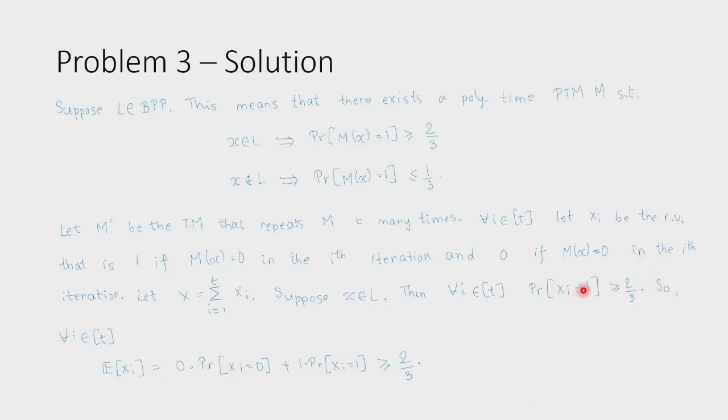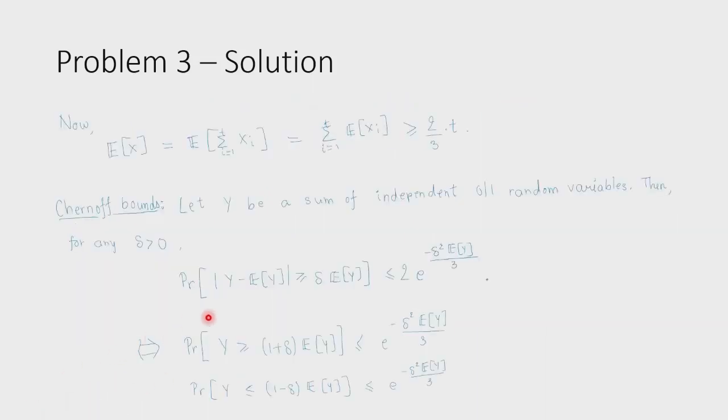Or another way is to do it just like this. Probability xi equals 1 is at most 1 over 3, and then use the second. So we use this bound for the first case, and you can use this bound for the second case. So yeah, I won't do the second case.